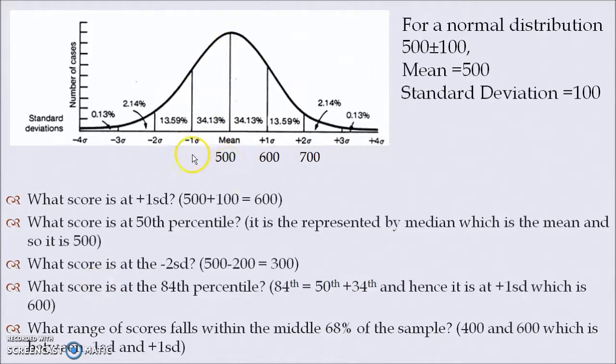If you do the calculation, you will see that minus 1 to plus 1 is actually 68 percent of the sample. So in a normal distribution, 68% of the sample falls either one standard deviation above or one standard deviation below. If I look at minus 2 to plus 2 and add all of these up, it comes out to be about 95%.